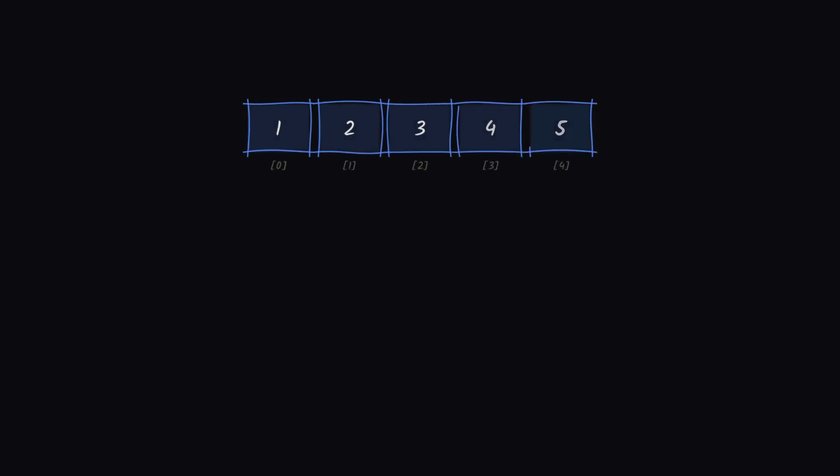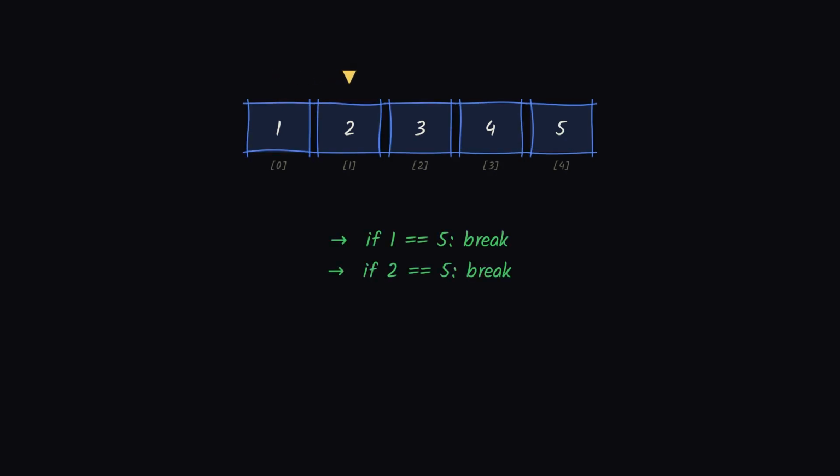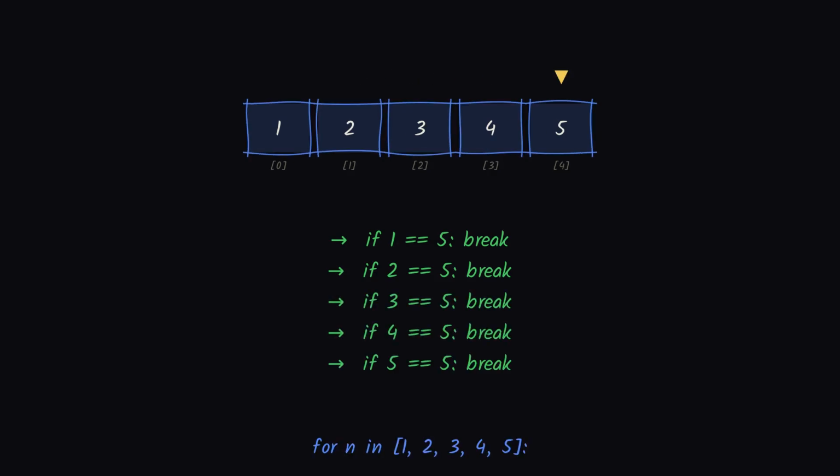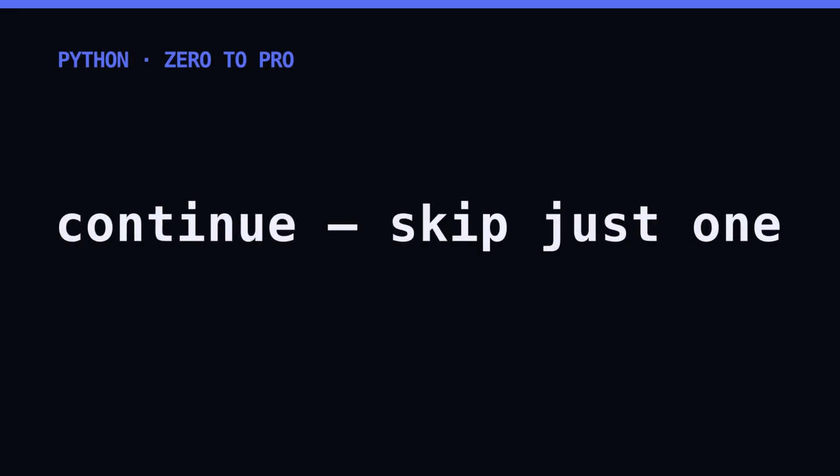We loop over 1 through 9. 1, not 5, keep checking. 2, 3, 4, 5, break. The loop ends right here, skipping the rest. Continue is gentler. It skips 1 lap and keeps the loop alive.